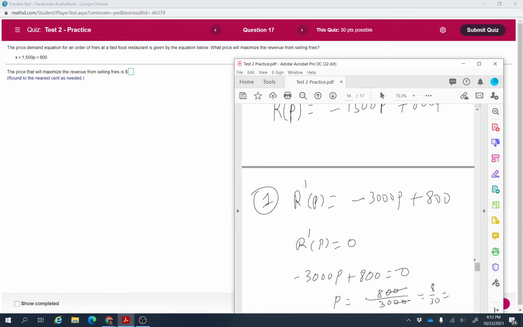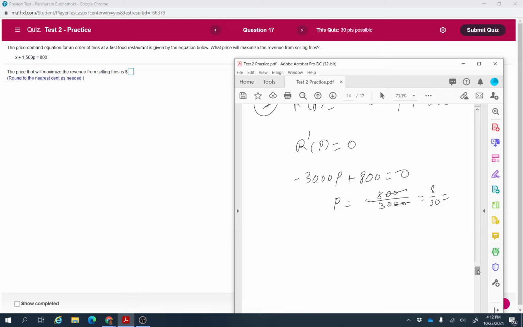8 over 30, if you use your calculator, 8 divided by 30 is 0.26. So we need to round our answer to the nearest cent. So just for now, write it down: 0.26. But we still have to make sure that at this price we're going to get maximum revenue.